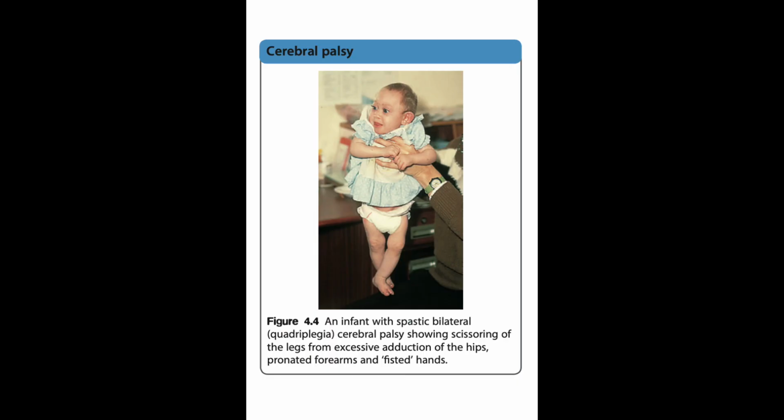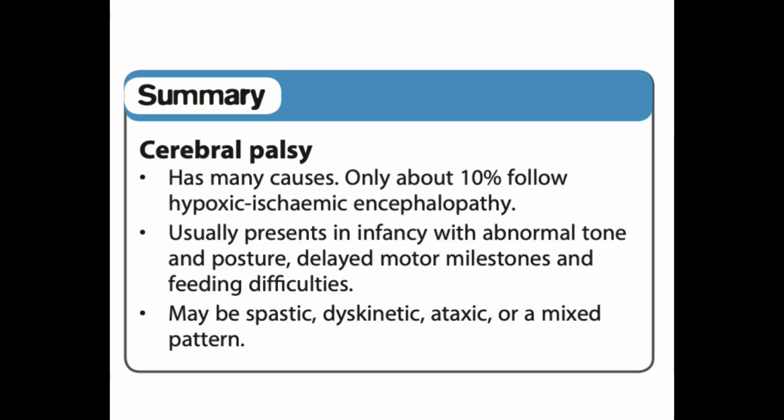In the next picture, an infant with spastic bilateral quadriplegic cerebral palsy is shown, with scissoring of the legs from excessive adduction of the hips, pronated forearms, and fisted hands. Now the summary box. Cerebral palsy has many causes. Only about 10% follow hypoxic ischemic encephalopathy. It usually presents in infancy with abnormal tone and posture, delayed motor milestones, and feeding difficulties. It may be spastic, dyskinetic, ataxic, or a mixed pattern.